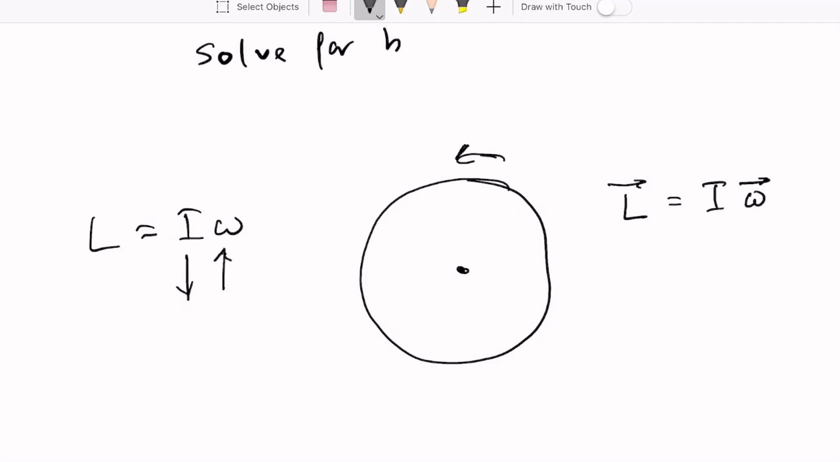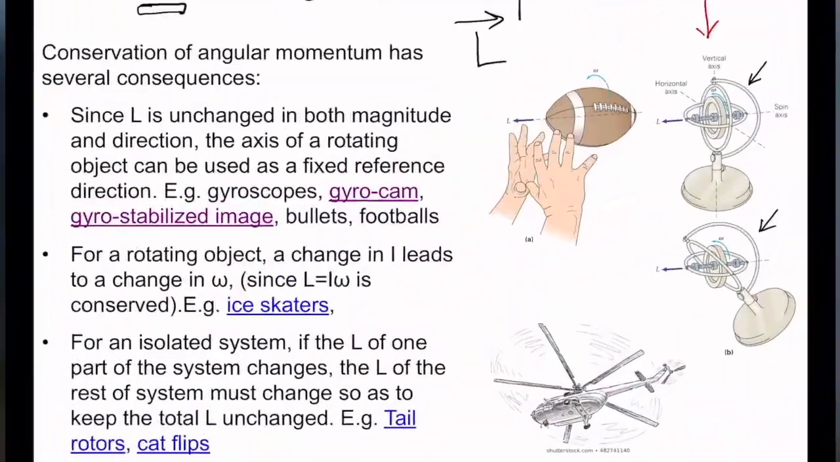So if the I of a rotating system goes down for some reason, the omega of the rotating system has to increase, which means that it will rotate faster. If the I increases, the omega will go down, and it's going to rotate slower. So L is equal to I times omega. Let's look at an example, an application of that.